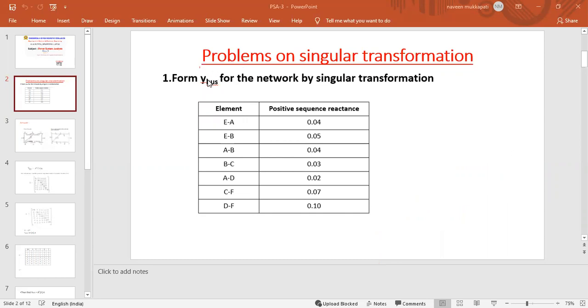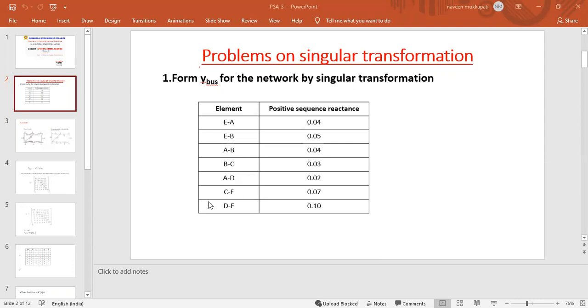Y bus is equal to A transposed into Y into A. This is the procedure for determining the Y bus matrix using the singular transformation method.